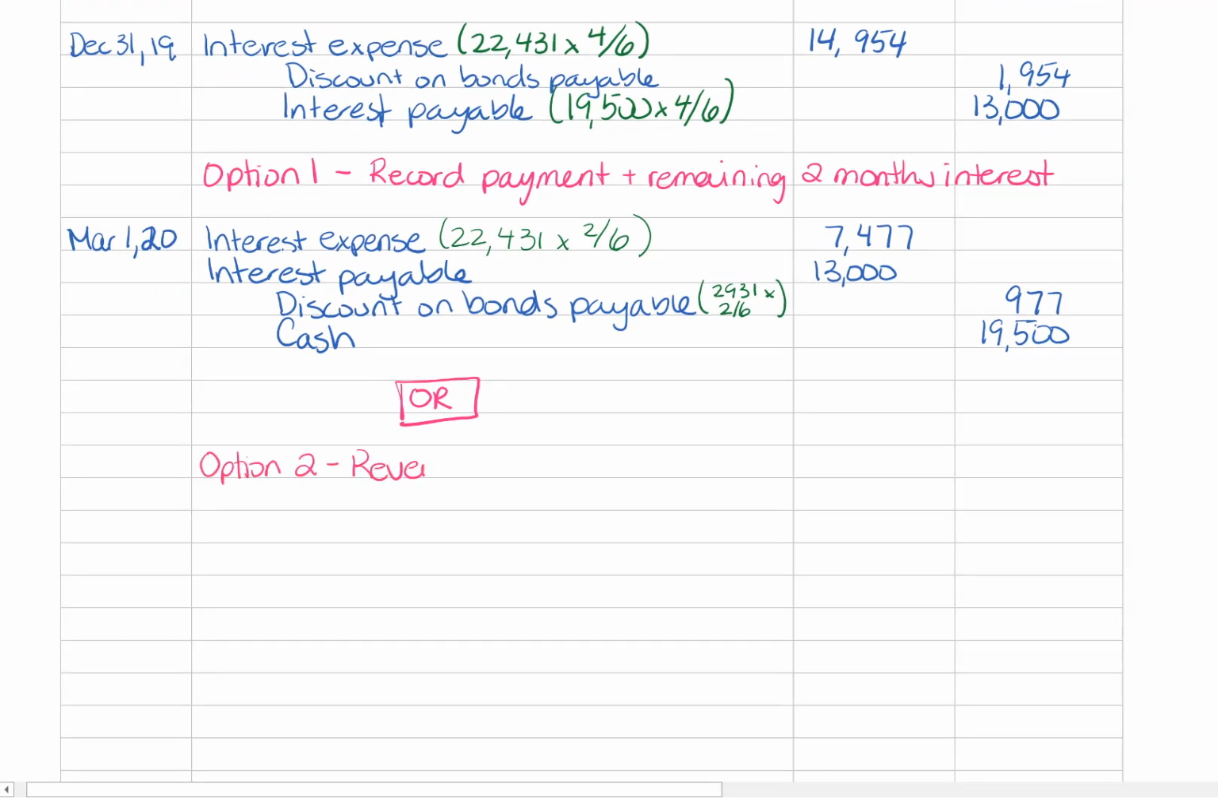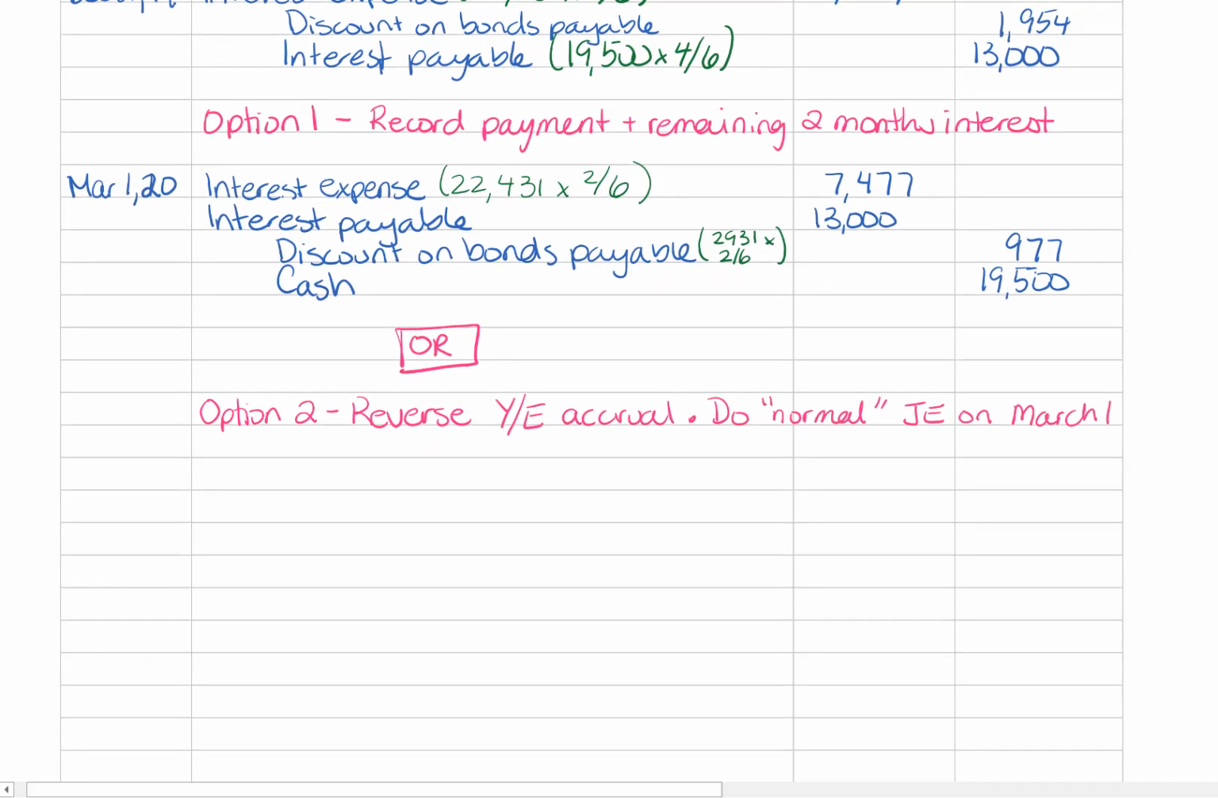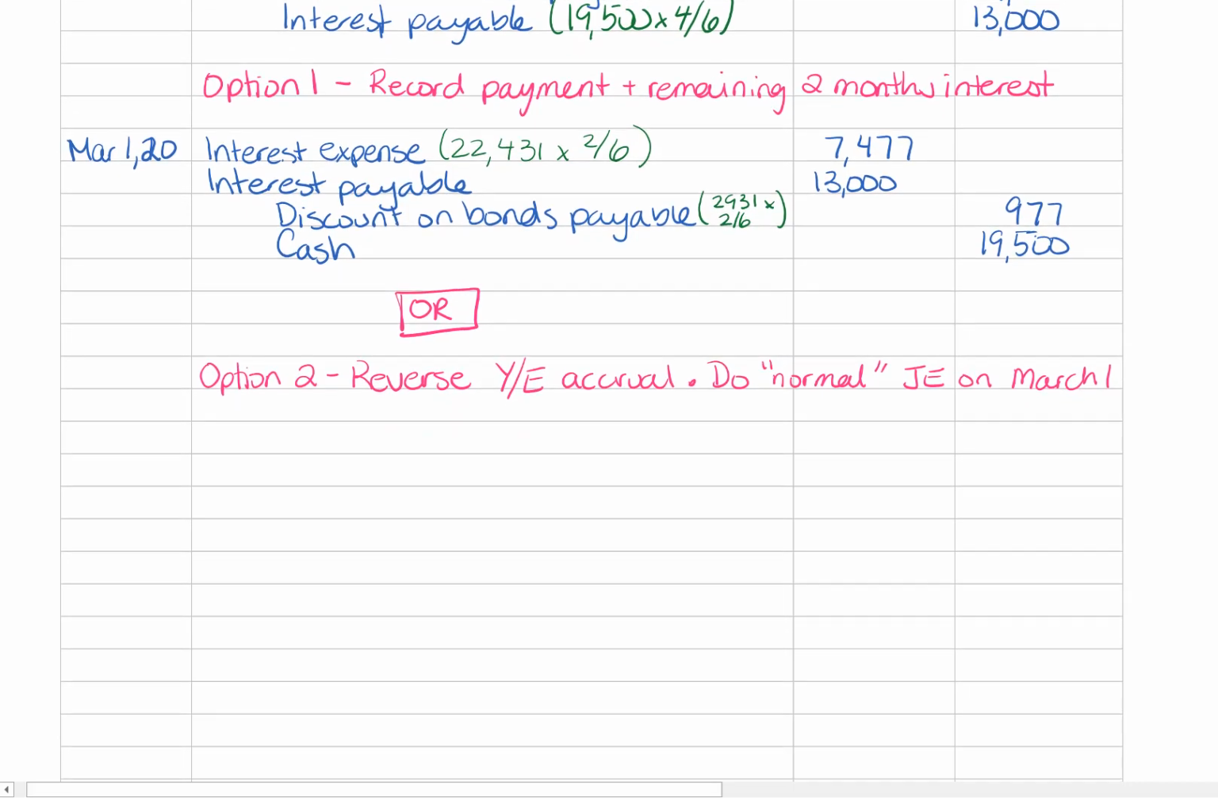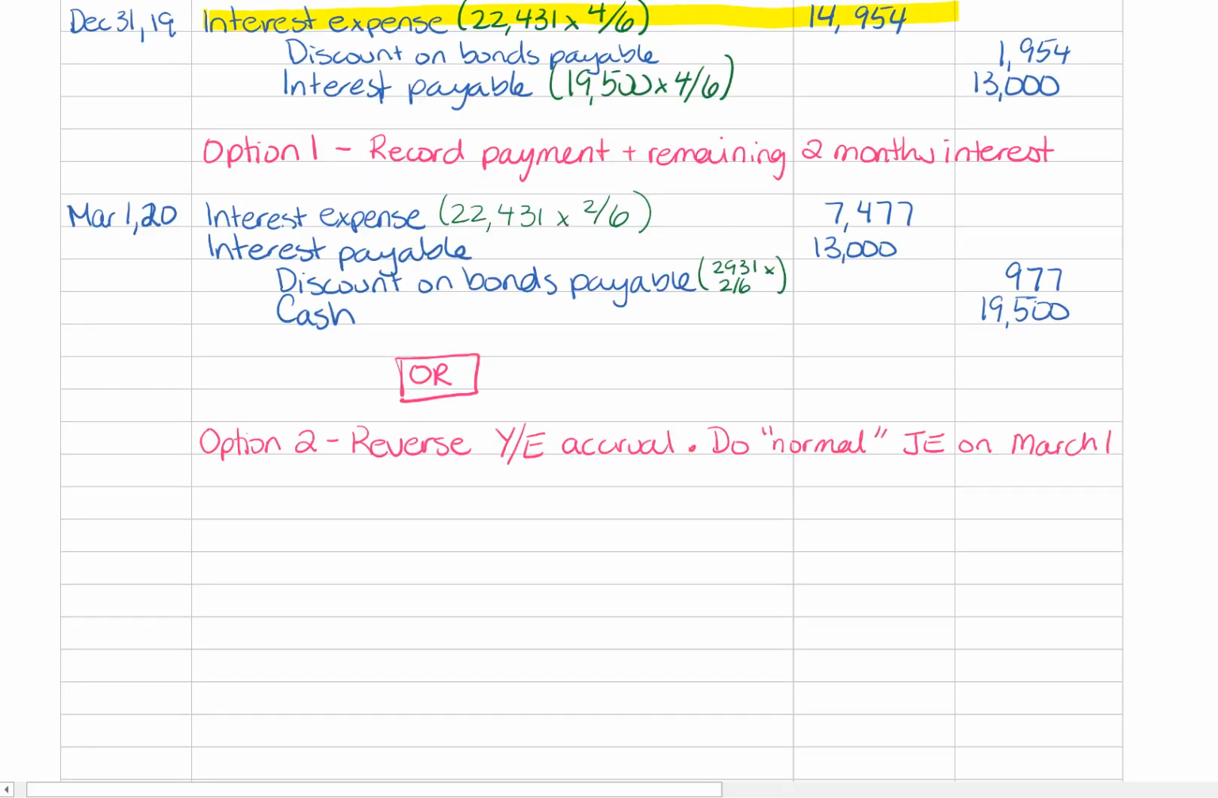So for option 2, you are going to completely reverse the year-end accrual. So we're going to just flip the December 31st journal entry and pretend it never happened. And then we're going to do the normal journal entry on March 1st, 2020. Okay, the first thing you do is completely flip your December 31st journal entry. You're going to credit interest expense and you are going to debit discount on bonds payable and you're going to debit interest payable.